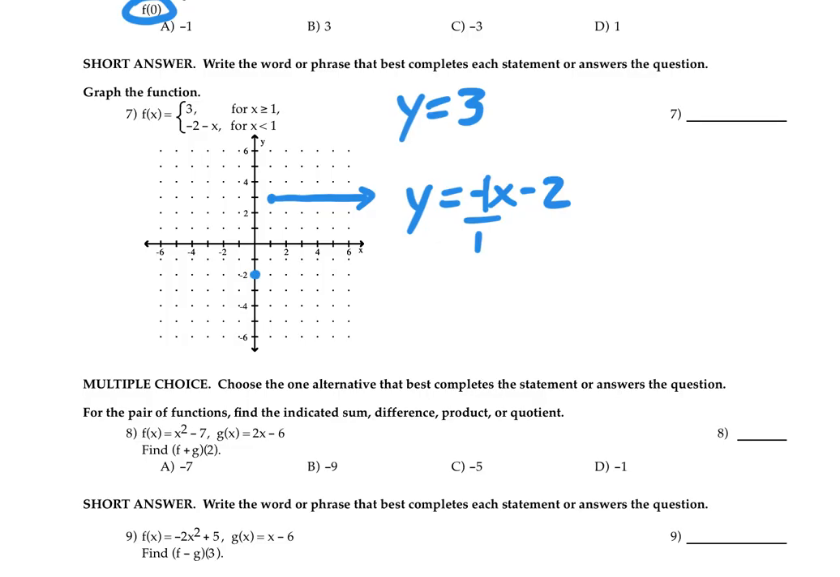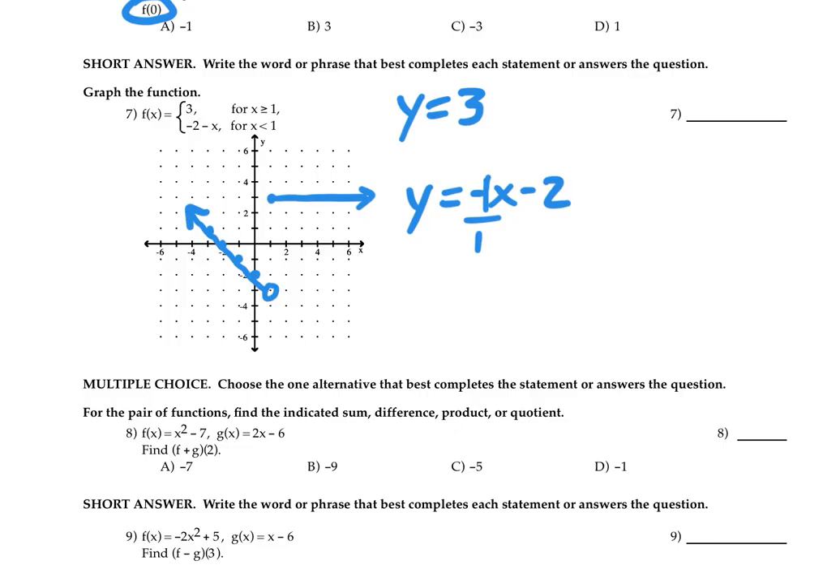Okay, and then from -2, my slope is -1/1. So we're going to go down 1, right 1, and here's where you've got to be careful. It's going to be an open circle right there, because it's less than 1, not including 1. So it's got to be equal, or it's got to be an open circle. You can also go the other direction. You could go up 1, left 1, and I could keep doing that as many times as I want. And that would be your second piece.